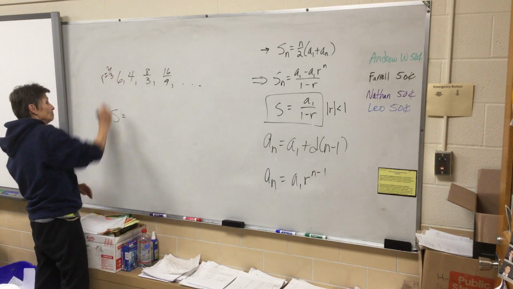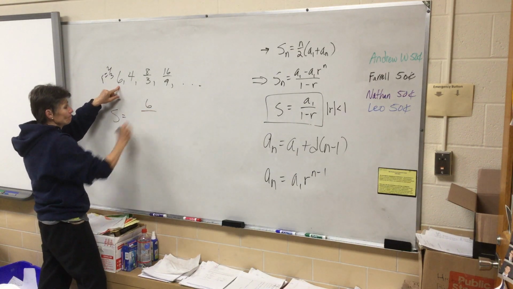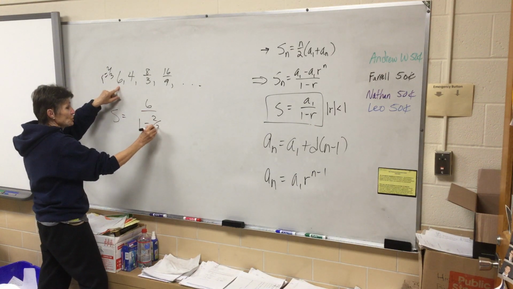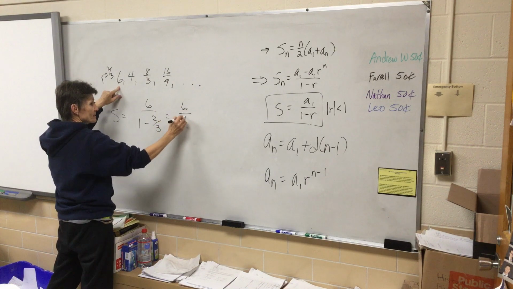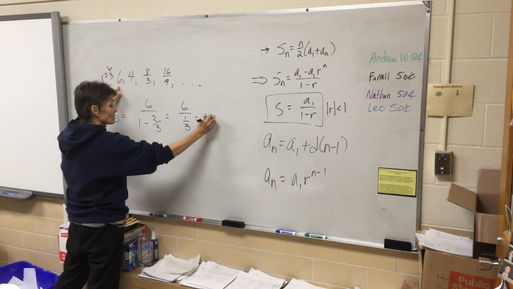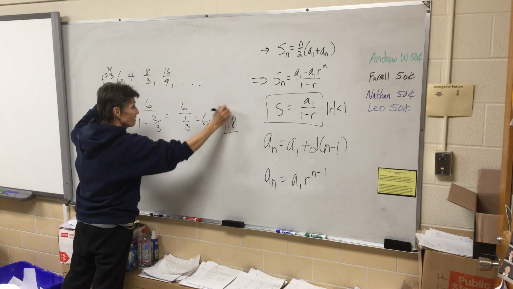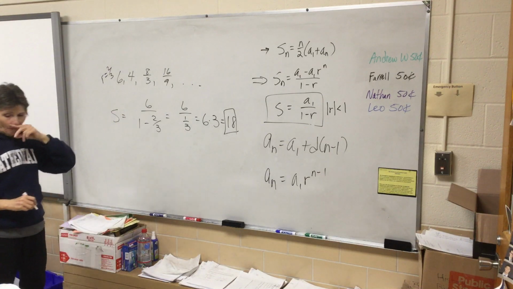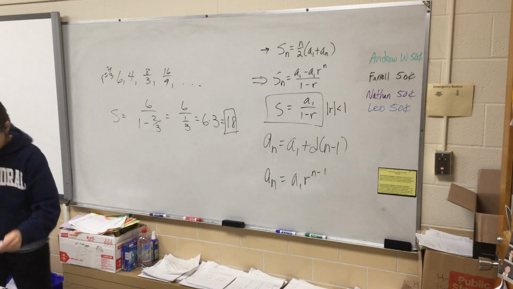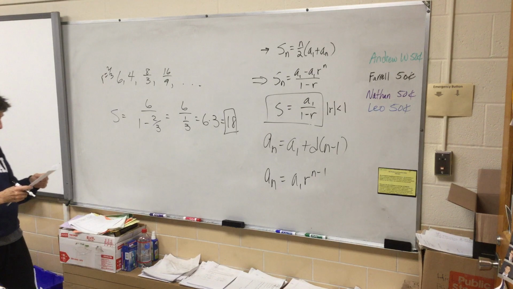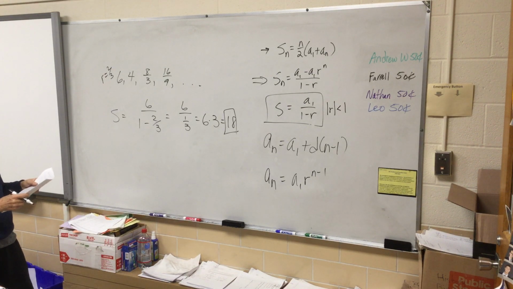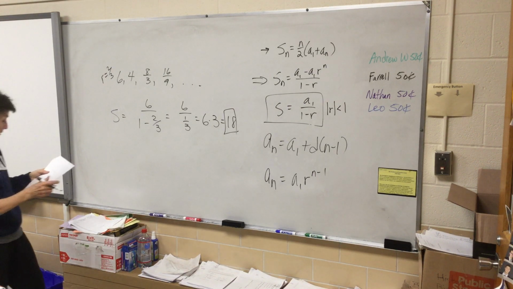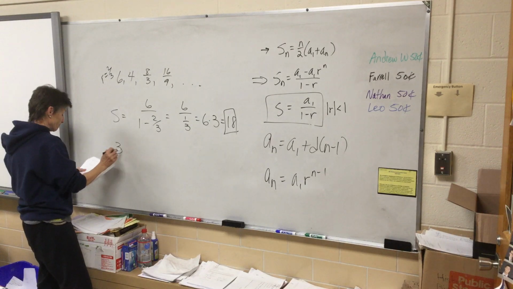So here we go. First term, over 1 minus the ratio. So 6 over 1/3 is 6 times 3. So that sum is 18. Wow. That is so, so, so easy. All right, one more, and then we're going to do something else.